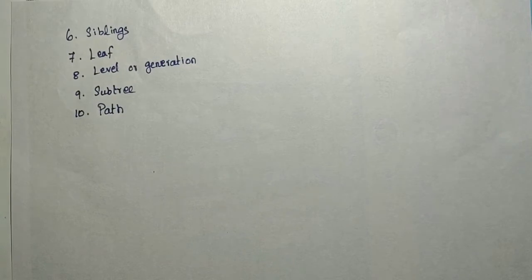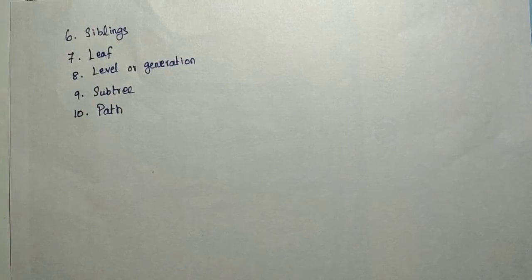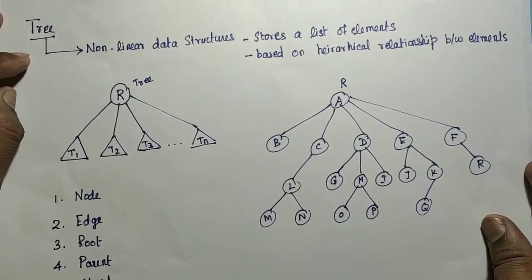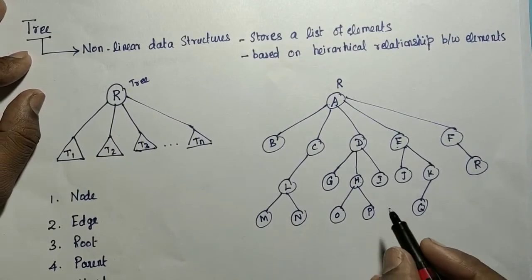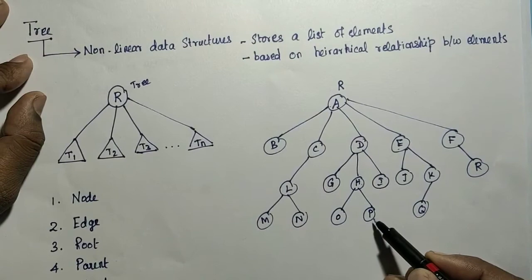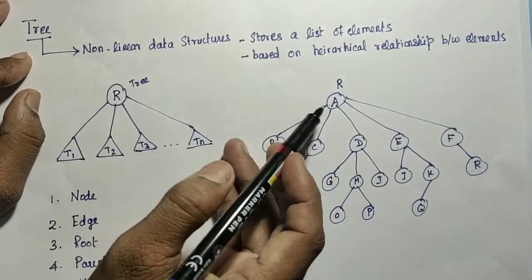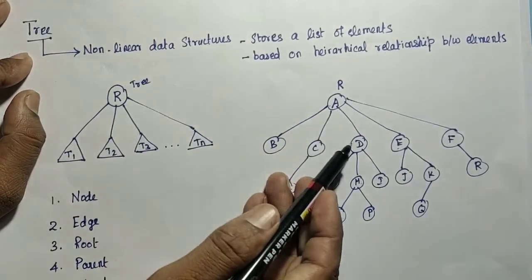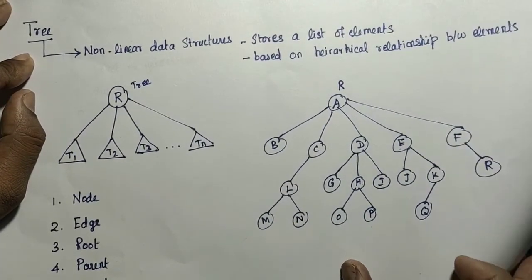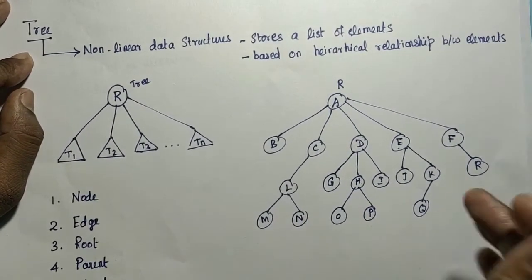The names of the nodes that exist between the starting and end nodes is called the path. For example, if you start from the root to reach P, in which way do I have to travel? A, D, H and then P. A, D, H, P.